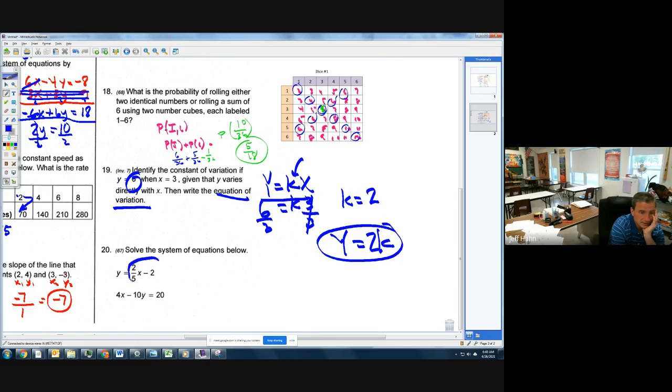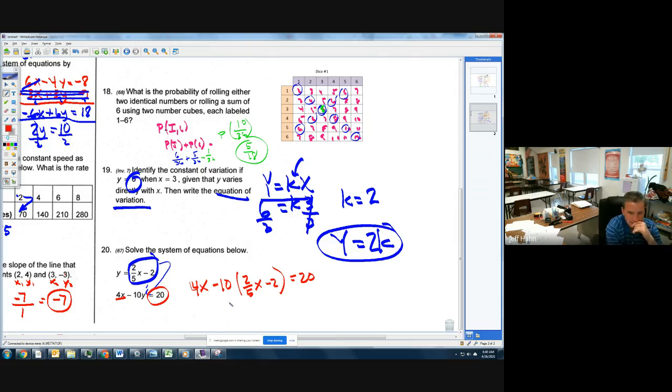Because this is solved for the letter y, I would probably use substitution because it looks like it's going to cross cancel. So here, let's do that. I'm going to put this in for y right there. So I have 4x right here minus 10 times what y is. And y is 2/5 x minus 2. And that all equals 20.